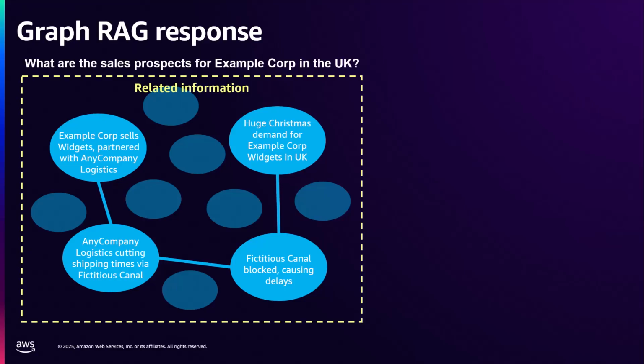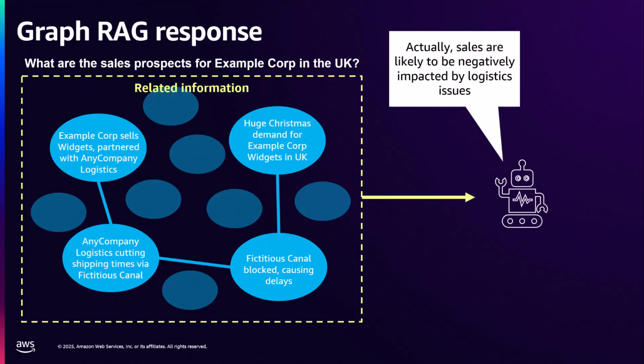So here we can see that any company logistics is actually cutting shipping times by using the fictitious canal. So this is actually a net positive benefit. However, we can also see that the very same canal is blocked, causing delays. So it's this connected information specifically associated with the delays relating to the fictitious canal that provide us with additional context in order for AI to generate a more accurate response.